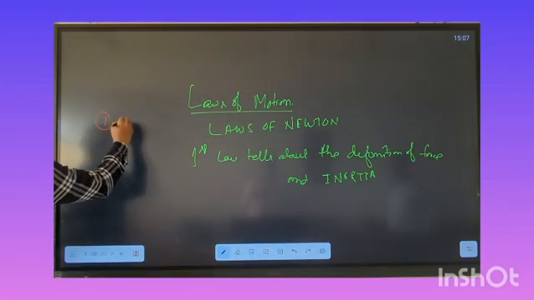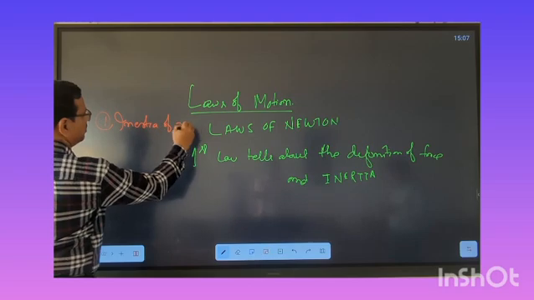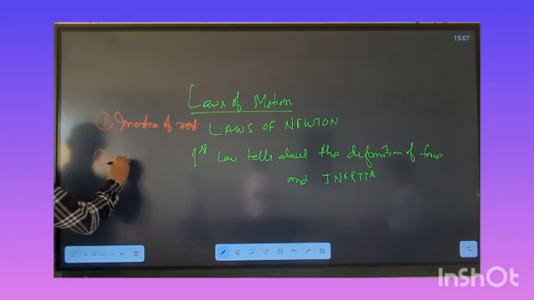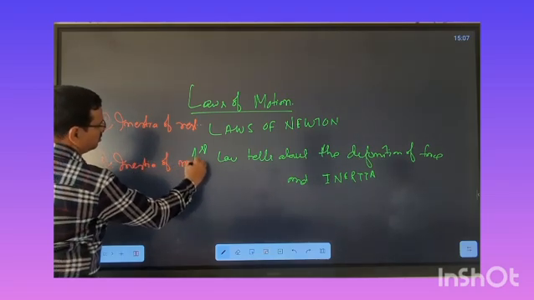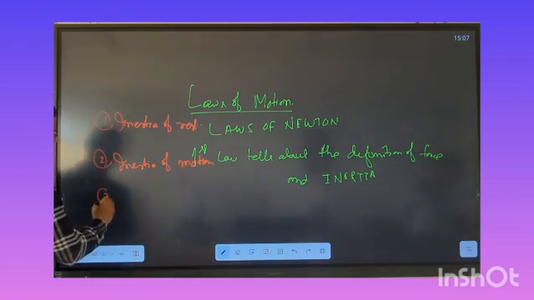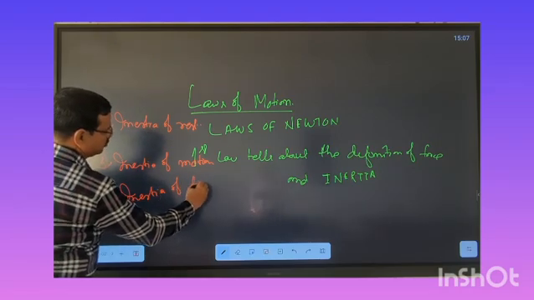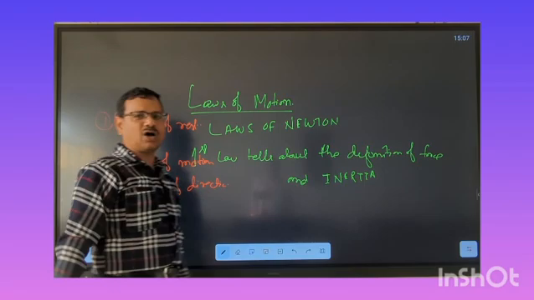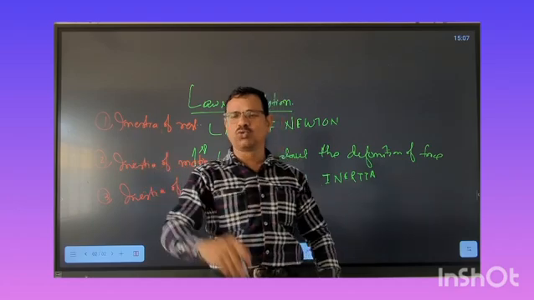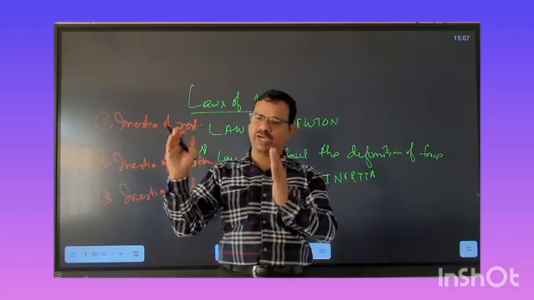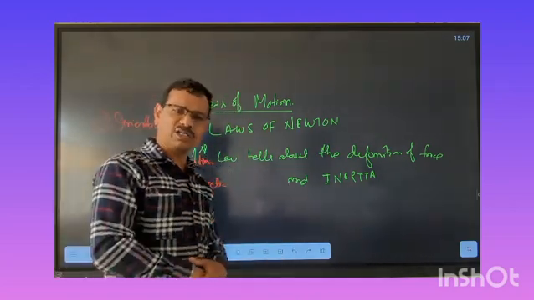One is inertia of rest, the second one is inertia of motion, and the third one is inertia of direction. The inertia of rest tells you that if a body is at rest, for example, this book is at rest, then the book will remain at rest unless and until it is compelled by an external unbalanced force.